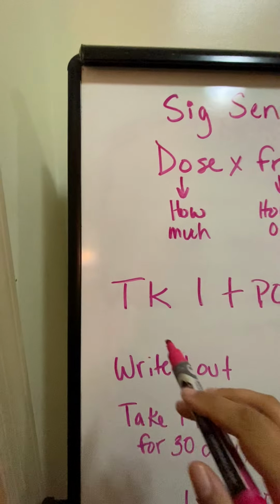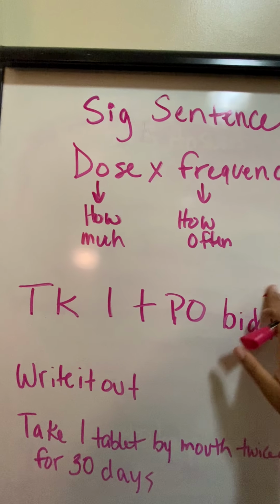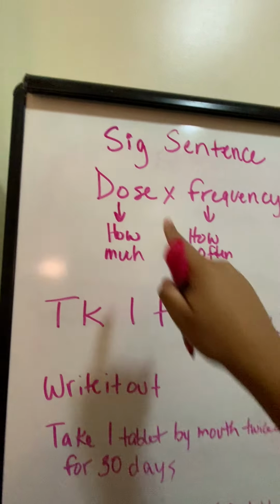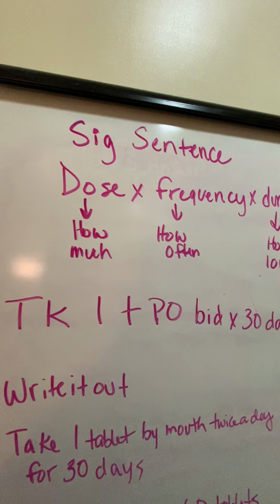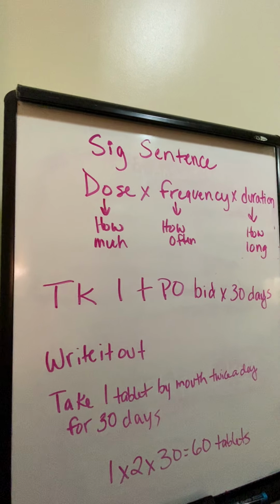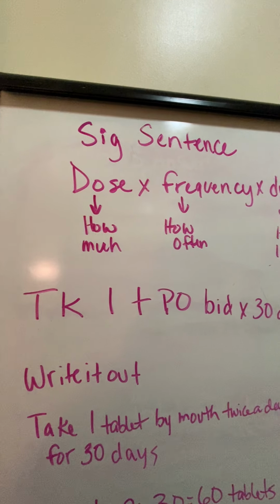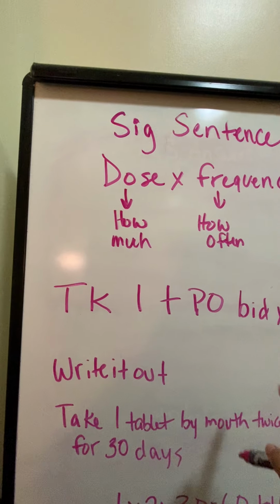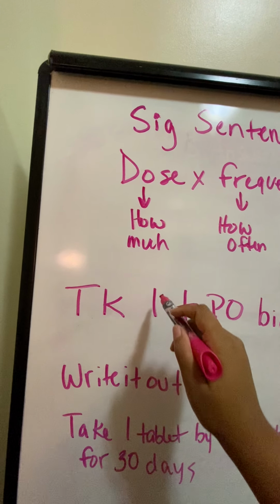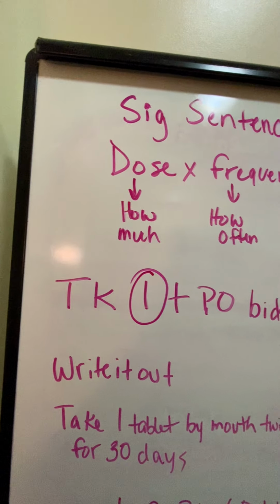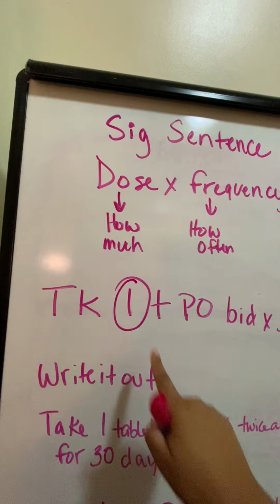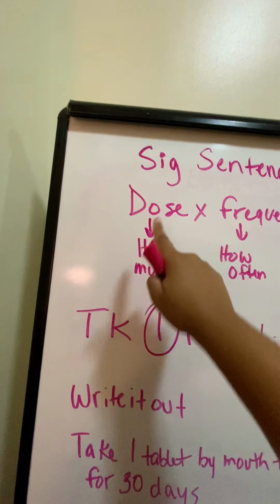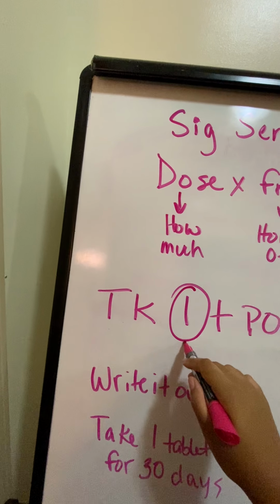So let us go ahead and take a look at our sample prescription here, our sample SIG sentence, and let us identify the 3 pieces of information that are required for us to be able to know how to calculate a SIG sentence. So our dose, in this particular example, our dose is going to be 1 because we have 1 tablet. There's only 1 tablet, so our dose is 1 because it's only asking us for 1. So this is our dose.